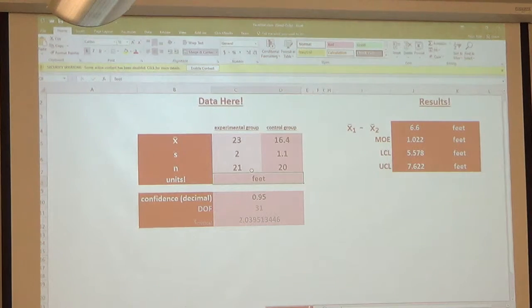Oh, yeah. The average changed too. The average is now positive, right? The average is 6.6. It's positive. Yeah. The margin didn't change. The margin did not change.